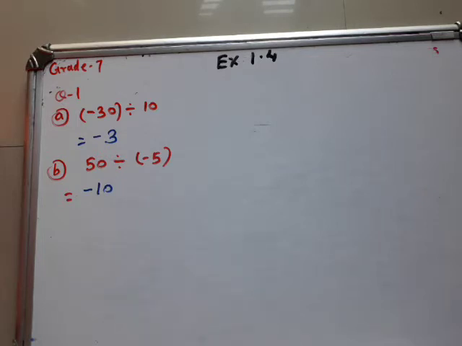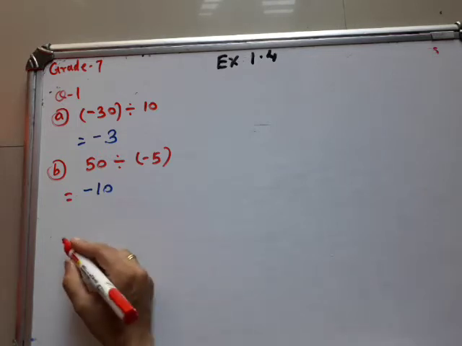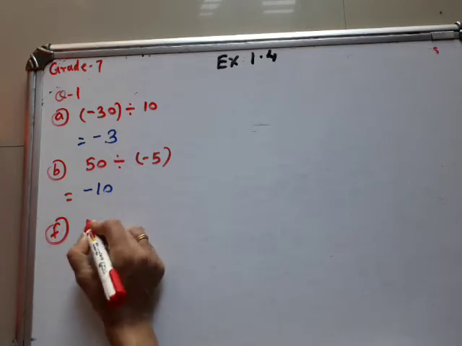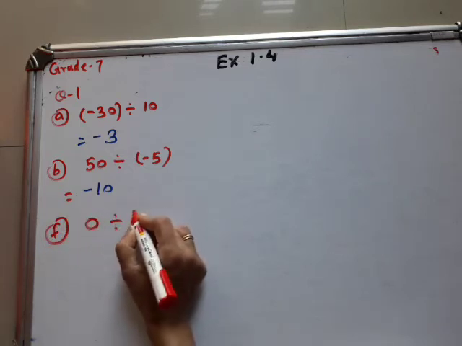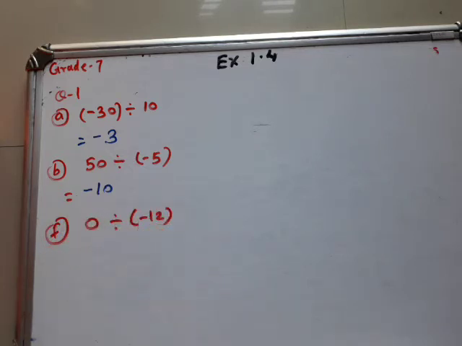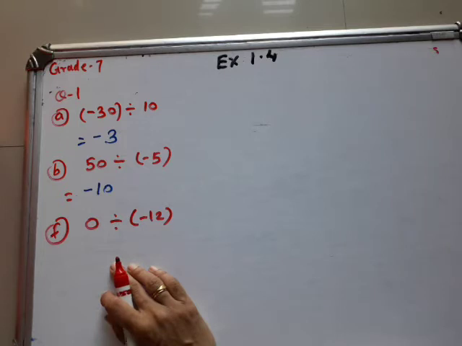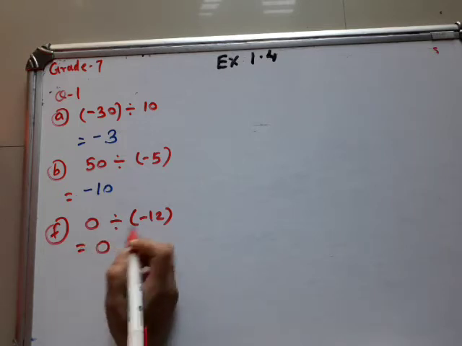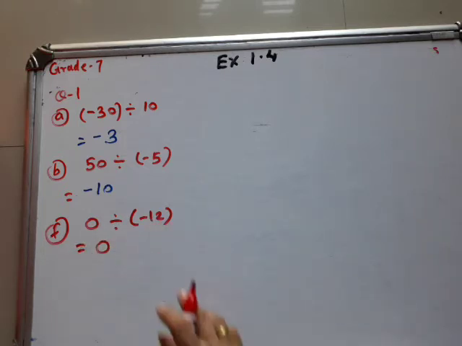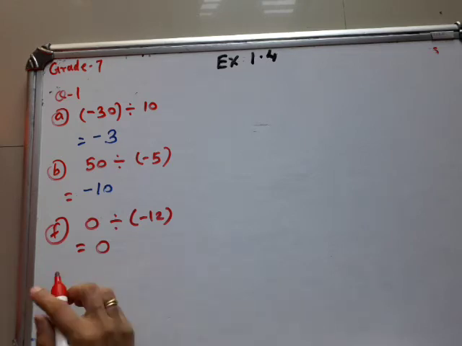Then now we see the F number. The F number is 0 divided by minus 12. Now you already know the property of 0: when we divide 0 by any integer, we get the answer 0 again. This is your F number.